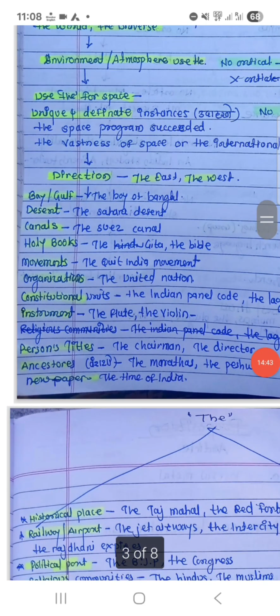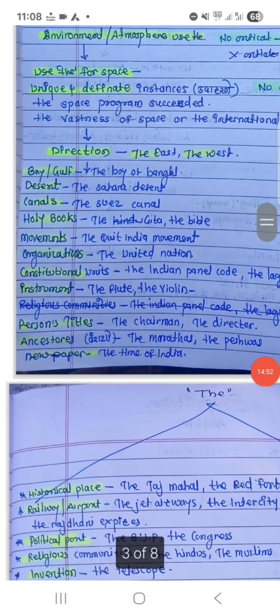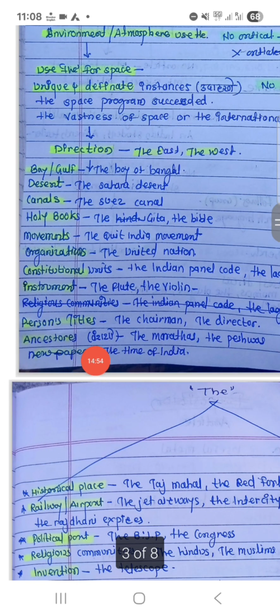Next, instrument: the flute, the violin, they are instruments. For a person's title, the Chairman, the Director, we use 'the'. Then ancestors, that means dynasties: the Marathas, the Peshwas, that time we use 'the'. Newspaper: the Times of India, the Indian Express, the Hindu. Before a newspaper name we use 'the'.